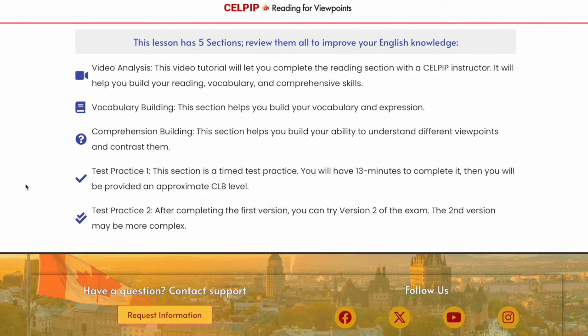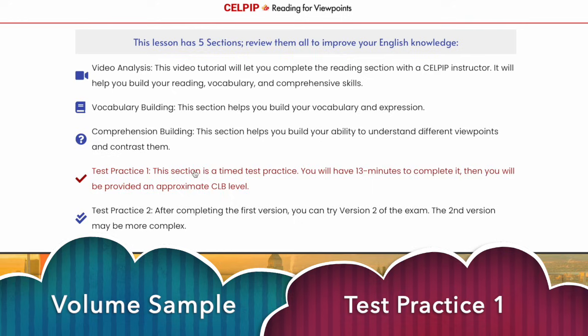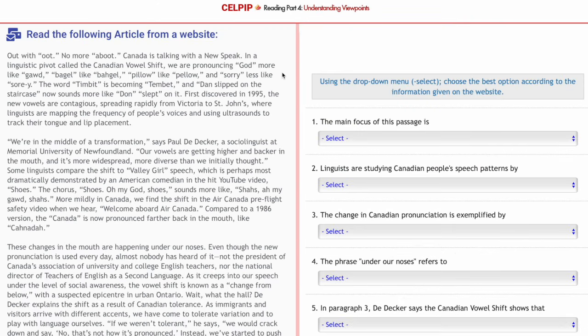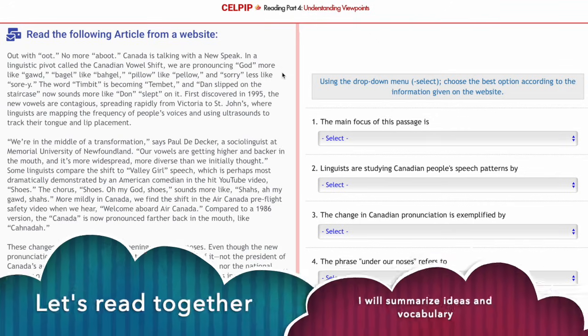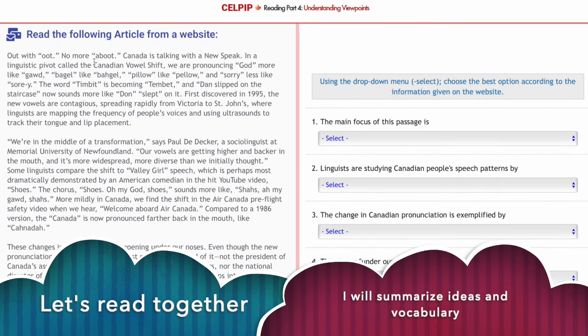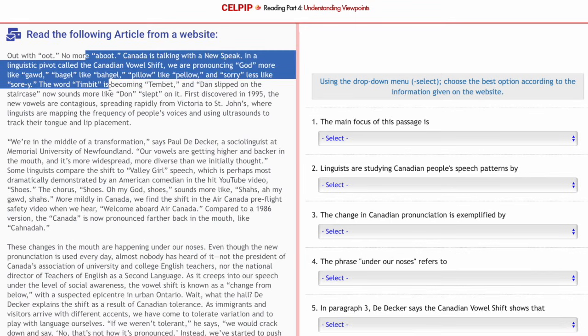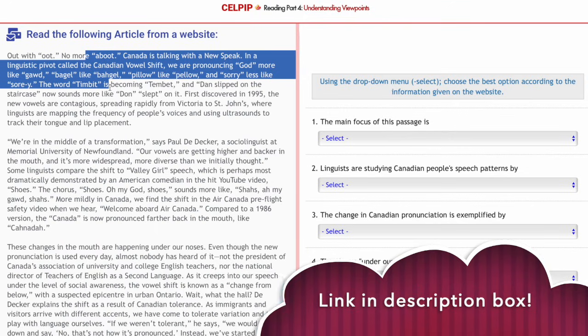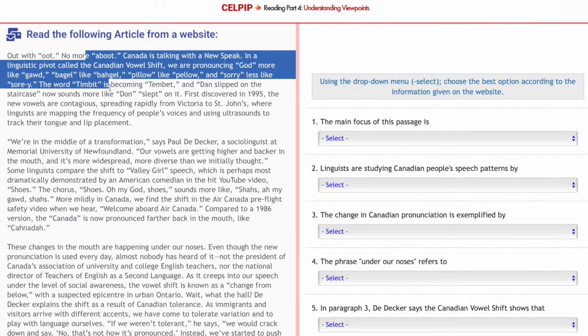And we are going to be doing test practice 1. Everyone, I will remind you that we are going to be reading together. I'm going to be reading for you, and I'm going to be explaining some things or summarizing. I'm going to be doing it in how I would do it if I were really doing the exam myself. I will be trying to understand those ideas so we can try to develop those skills, okay?